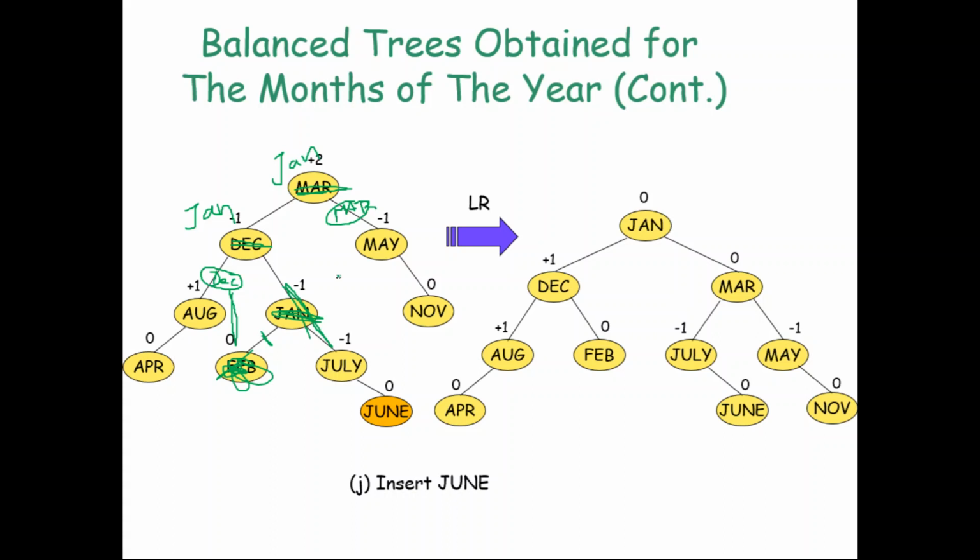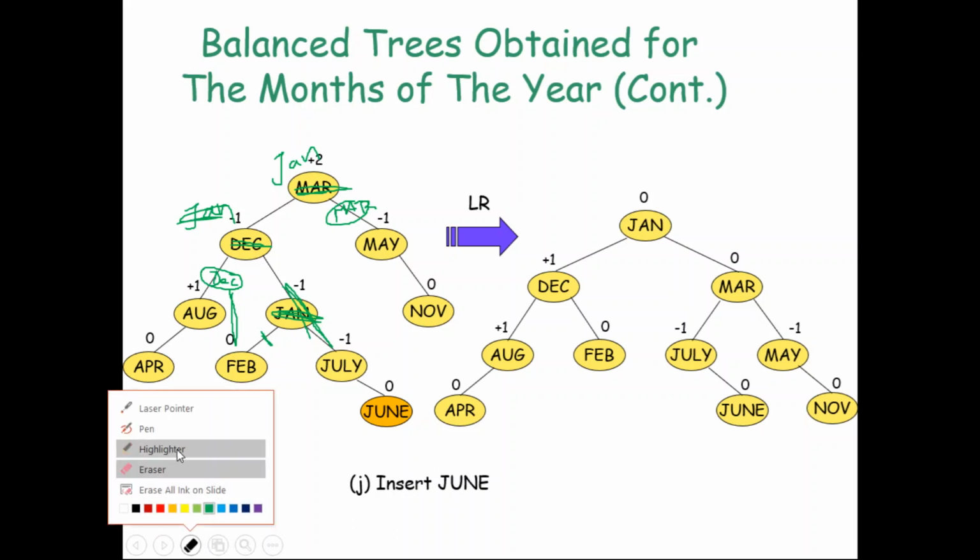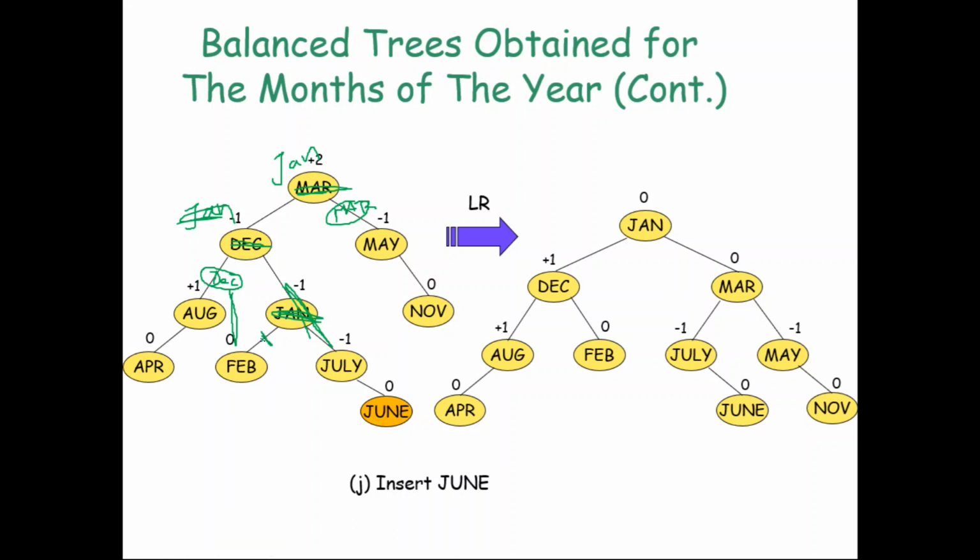Now the question is where the previous right child of Jan will go. Jan is not here. To the left of Jan you have December, and December's right child is February. February is there, but it is as December's right child. This connection is not there.